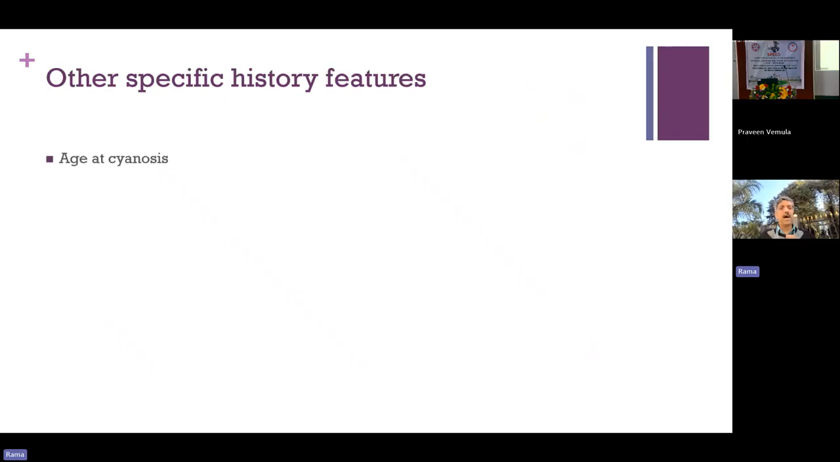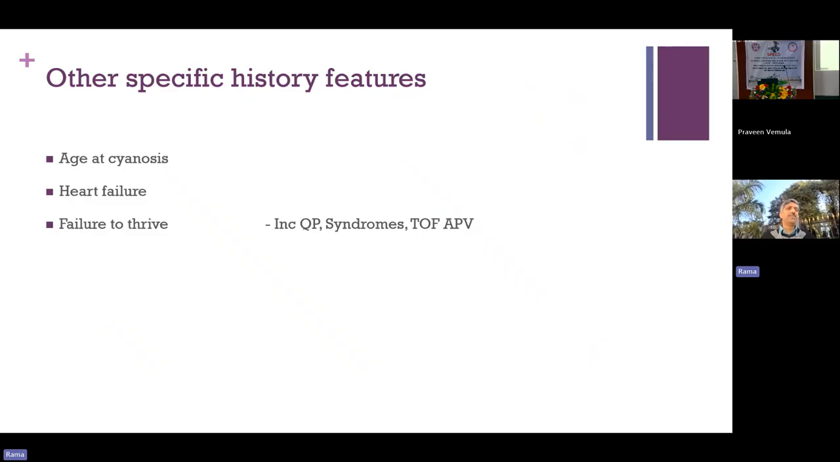Other specific history features are whether there is a history of heart failure or failure to thrive, because heart failure is uncommon in tetralogy-like conditions. It is commonly found in increased Qp physiologies, when there is ventricular dysfunction, or when there is AV regurgitation. These are the situations where cyanosis comes with heart failure. Then failure to thrive is seen with increased Qp, and in some syndromes and TOF with absent pulmonary valve. So these are situations where you can have failure to thrive.